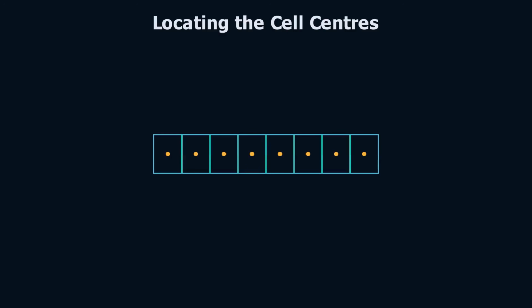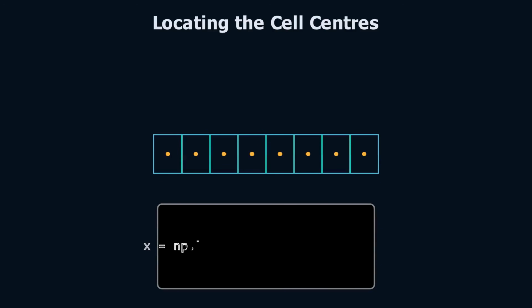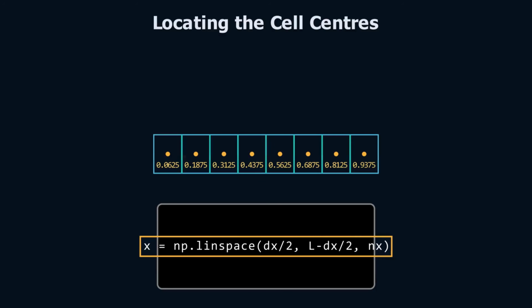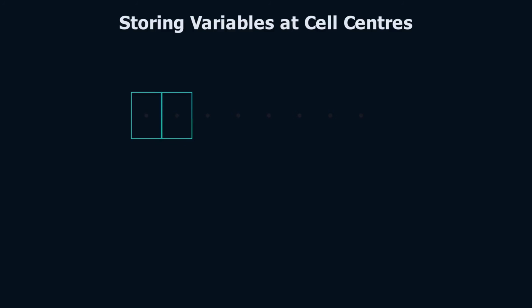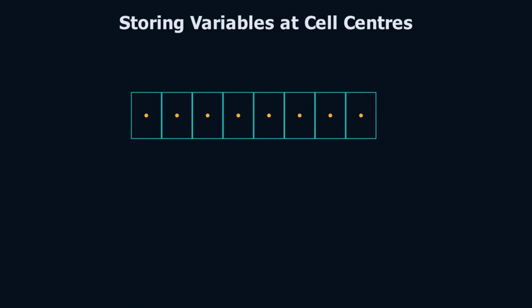Instead of storing variables on the cell boundaries, the finite volume method stores them at the center of each control volume. NumPy can generate all of these cell center coordinates with a single line of code. These numbers represent the physical locations of every computational cell center. This single command automatically builds the coordinate system for our one-dimensional computational grid. Our computational grid is now ready.